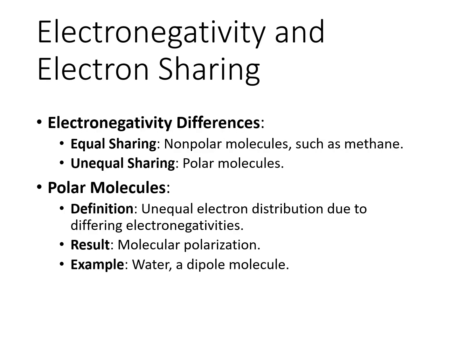Let's take a closer look at electronegativity and how it affects electron sharing in covalent bonds. When atoms have similar electronegativities, they share electrons equally, forming nonpolar molecules, like methane. But when their electronegativities differ, electrons are shared unequally, resulting in polar molecules. One side becomes slightly negative, the other slightly positive. This is called molecular polarization, and the dipole molecule of water is a classic example.